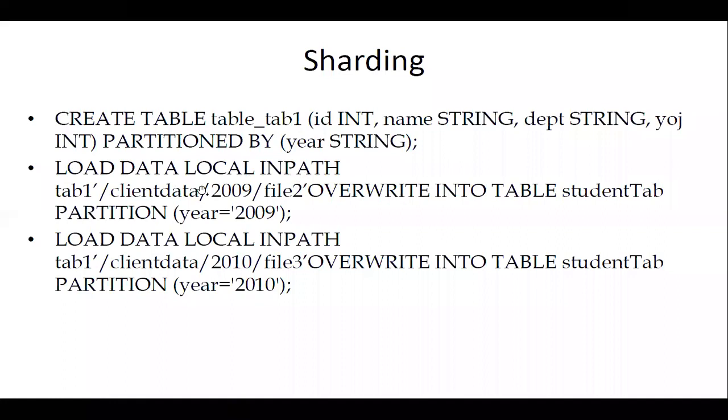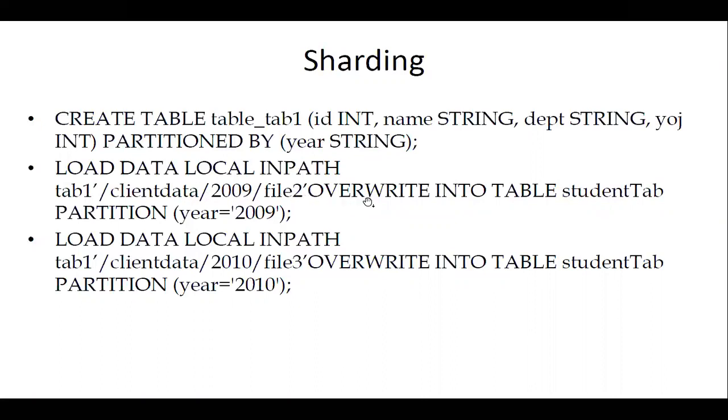So load data local: it is actually doing the local sharding. Suppose you want to do it remotely or at another location on the server, you have to give the path here. Load data local inpath, then tab 1 client data 2009 file 2. 2009 is the year, and based on this value you are going to make the partition. That's why it is given as year string. This year is taken as your partitioning value.